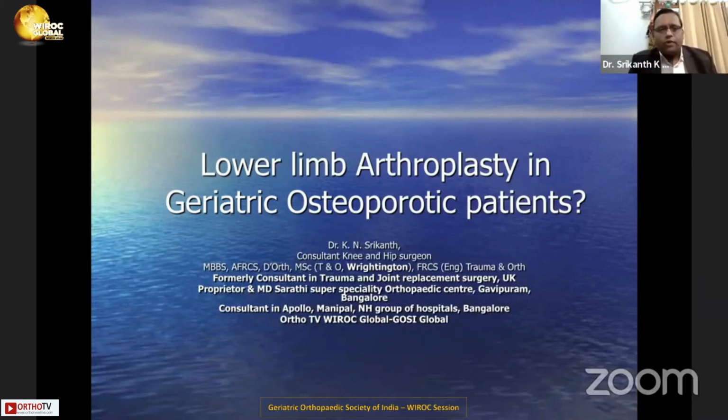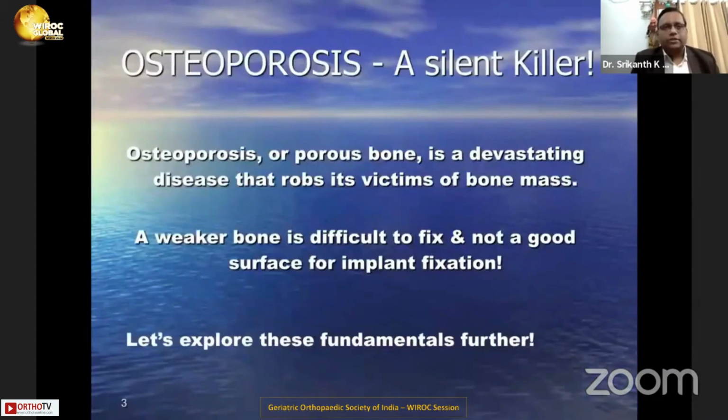I think most of you know me, particularly proud to have worked in Wrightington Hospital, birthplace of joint replacement surgery, presently proprietor and MD of Sathi Superspecialty Orthopaedic Center in Bangalore. So most of you know me, so I'll skip this slide.